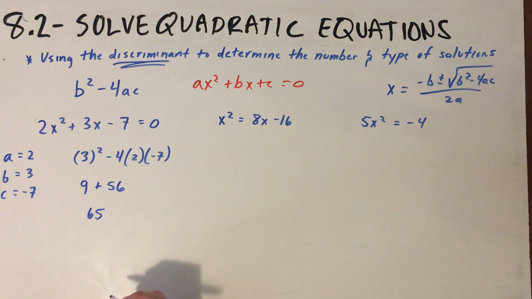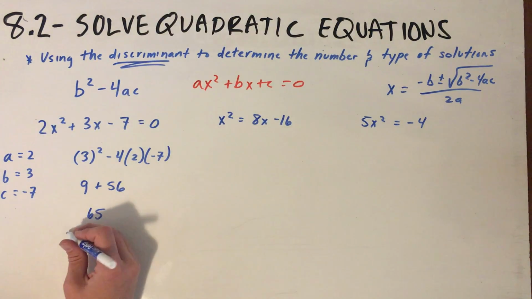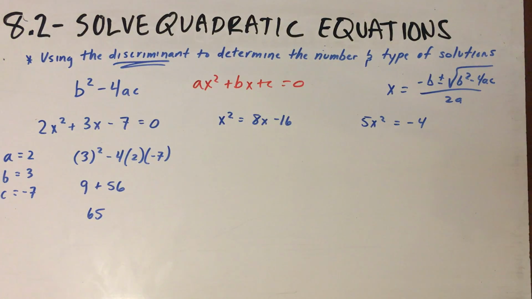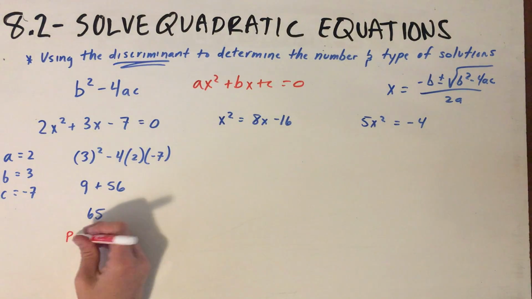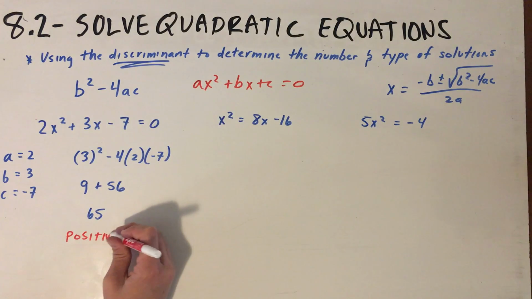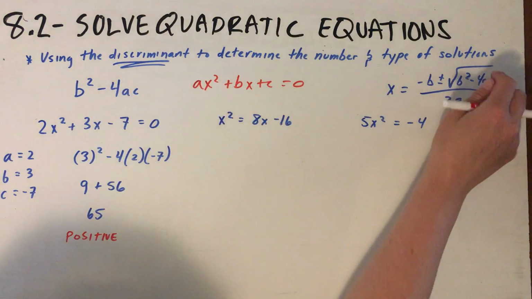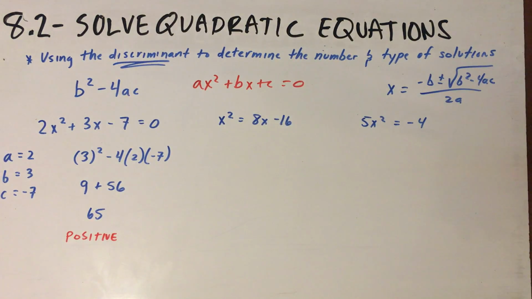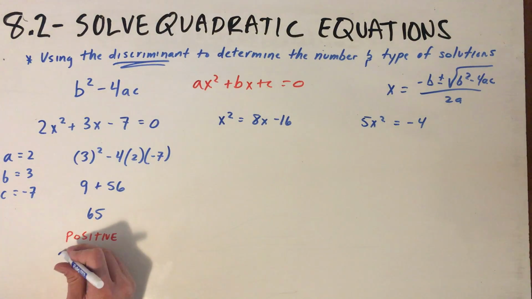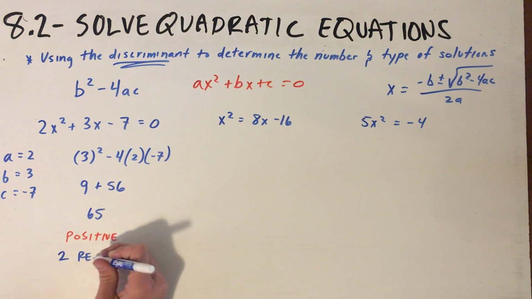This discriminant is positive. It's a positive number. And remember that the discriminant is what's under the radical. So really we're asking, what's under the radical? Is it positive? Is it 0? Is it negative? So in this case, it's positive. Well, what this will mean is that you will get two real solutions.